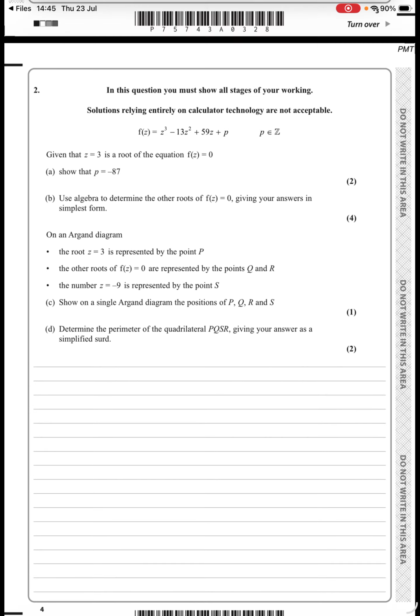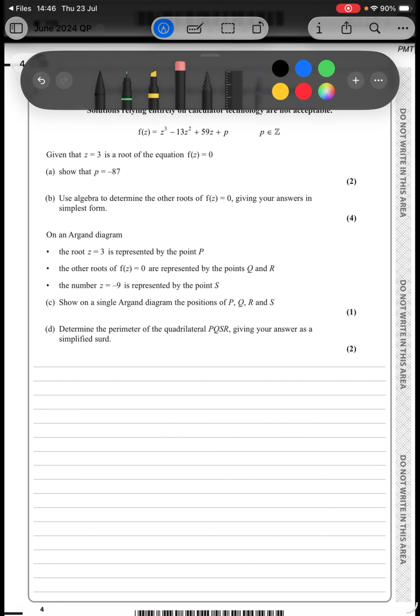The question says f(z) equals z cubed minus 13z squared plus 59z plus b. Given that z equals 3 is a root of the equation f(z) equals 0, show that b equals minus 87.